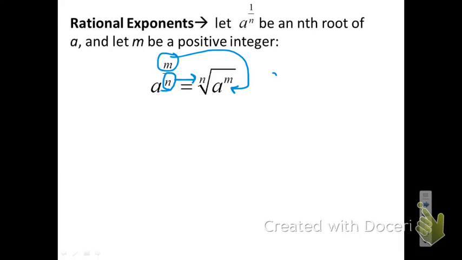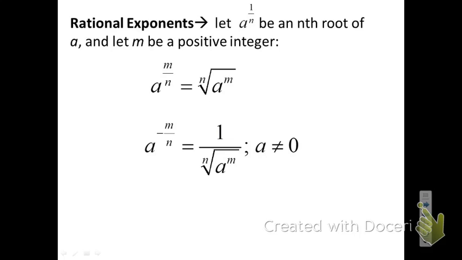And what we're going to see a lot today is we'll have something like a to the 1/5. We use the 1 a lot. And if I get a to the 1/5, this is the same as the 5th root of a to the 1st. And we don't really need this a to the 1st, so a lot of times I just leave it off.